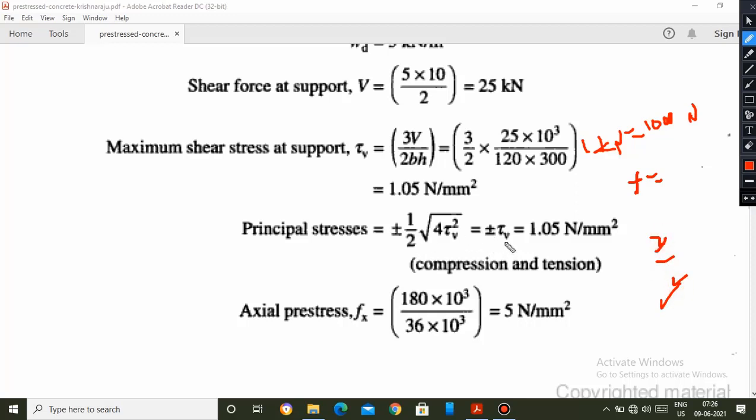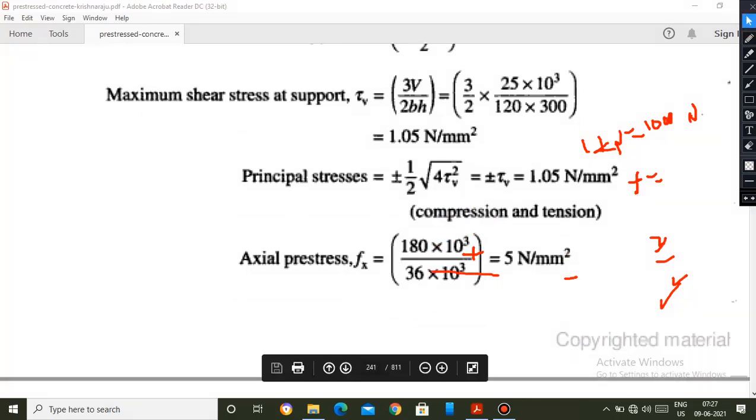Directly we have plus or minus tau V, where the plus indicates the compressive force generated and the negative symbol represents the tensile force, that is compression of the member or stretching of the member. Tau V equals 1.05 Newton per mm square, compression and tension, where the plus symbol indicates the compression of the pre-stressed concrete member, and the minus symbol indicates the tension of the pre-stressed concrete member.